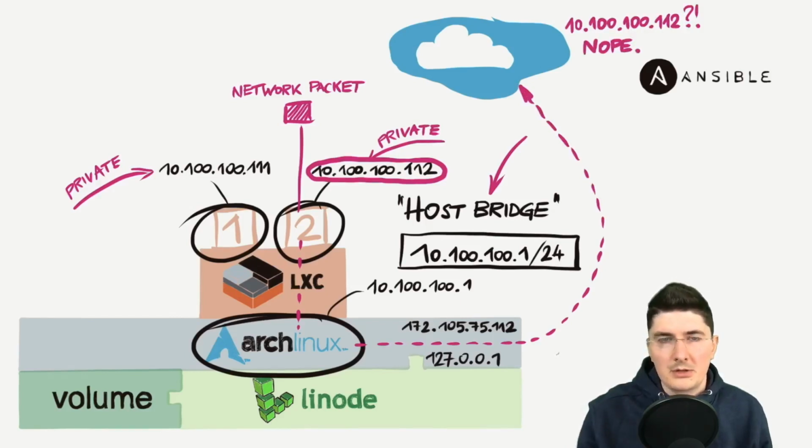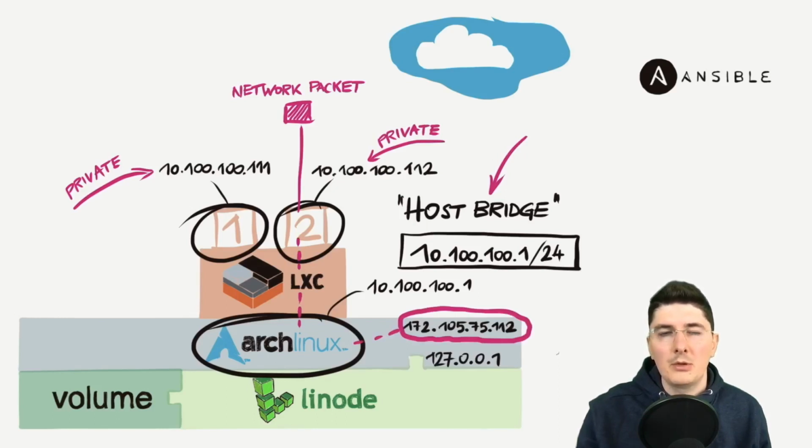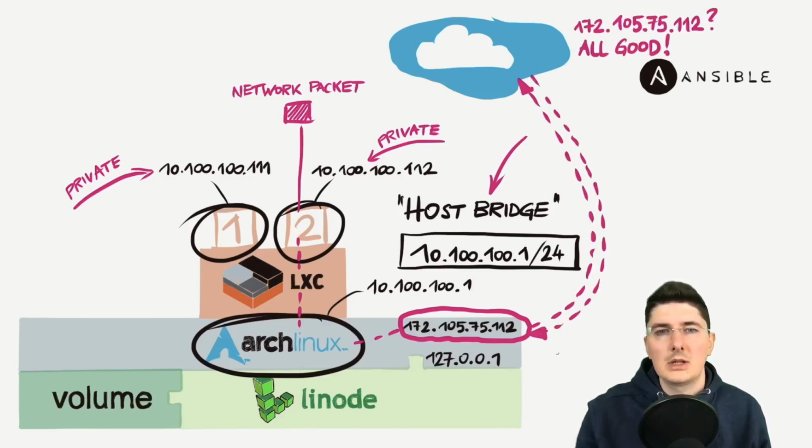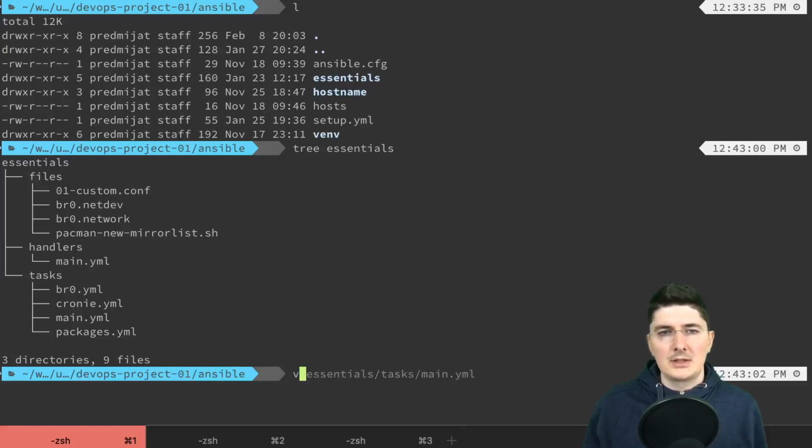But with the IP masquerade line, our containers will hide behind VPS public IP. They will use it as a gateway, and this network packet will have its return address set to the public IP of our VPS. The other side can then reach back to it, and traffic can flow between containers and the rest of the world. There's one more thing needed for this to work, and that's the kernel's IP forward setting, but we'll deal with that in due time. Let's include this task in main.yml in tasks directory.